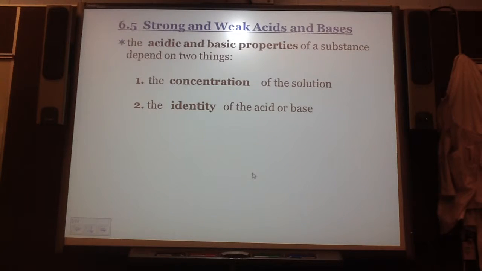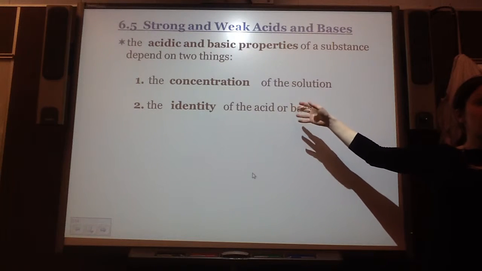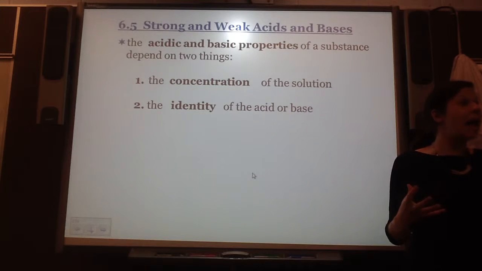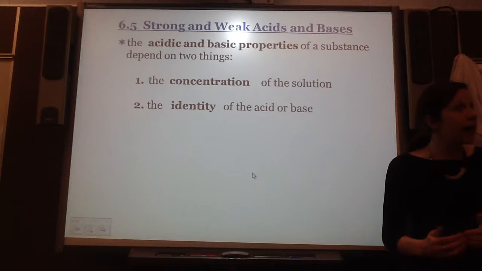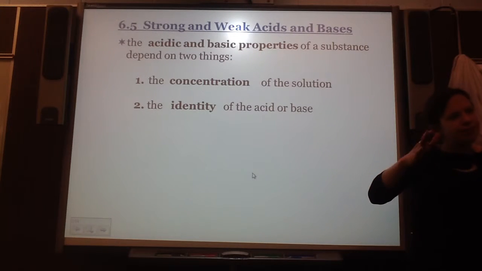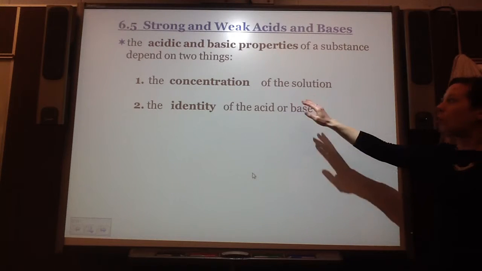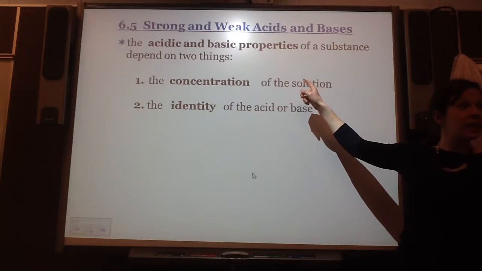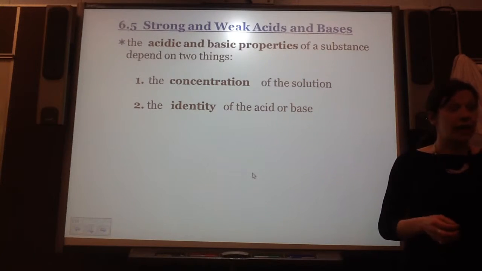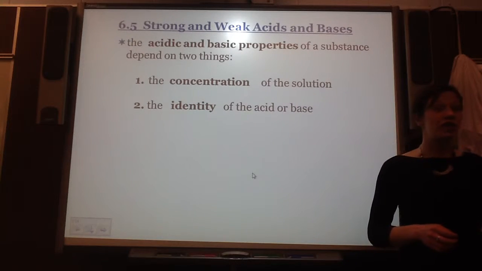So that's kind of the identity of an acid or a base. Hydrochloric acid is really strong. You just know that. The way that it behaves, it really, really reacts with water to make that H3O+. But acetic acid, not so much. So it's not as strong. But what if you had a really, really diluted solution of hydrochloric acid and a really, really concentrated solution of acetic acid?